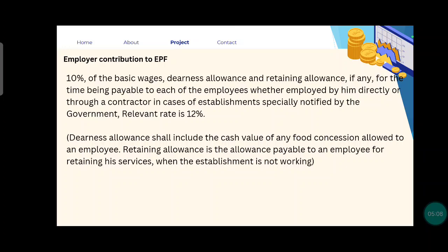Dearness allowance is in the manner of food concession allowed to employees or some other expenses also. Retaining allowance is the allowance payable to the employees for retaining service, which means the company is paying a salary when they are unemployed also.